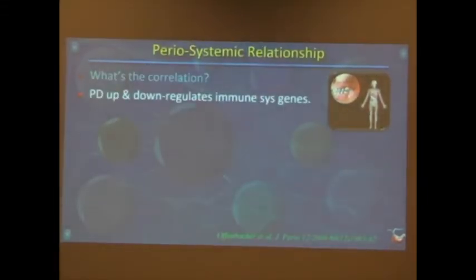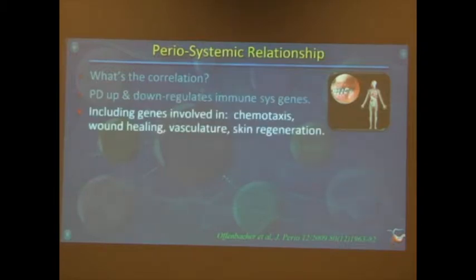So what's the correlation? Why is systemic disease so tightly correlated with oral pathology? And that is inflammation. Once you have inflammation triggered in one part of the body, it sensitizes the immune system to look for other problems in other places in the body. So once you have an oral infection, the likelihood of another infection being attacked by your immune system is heightened, and it's the attack of the immune system that seems to cause the damage.